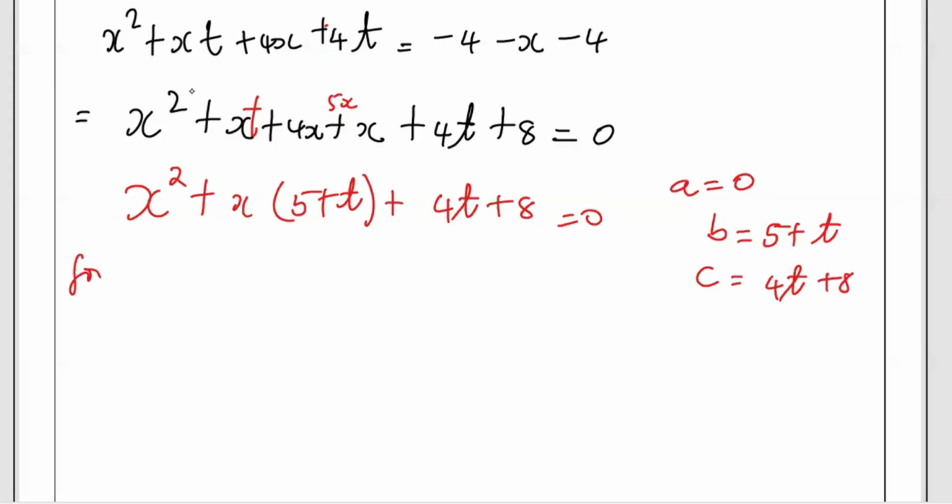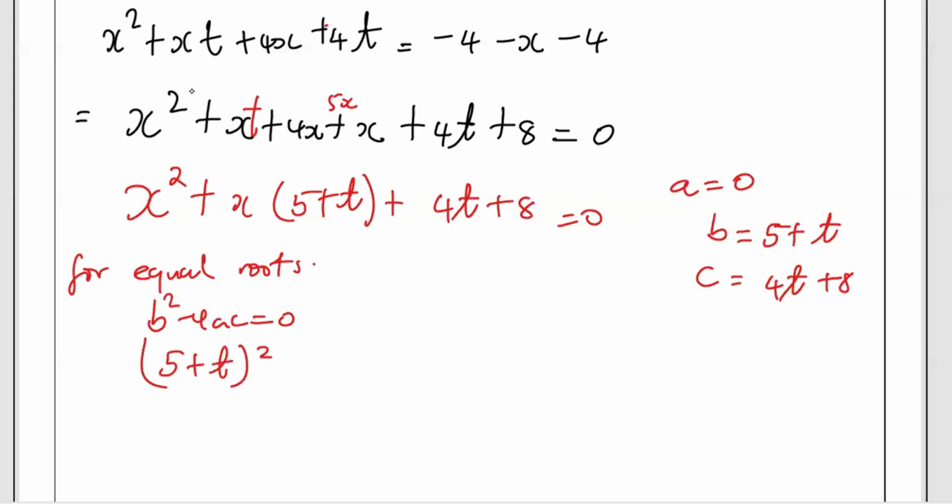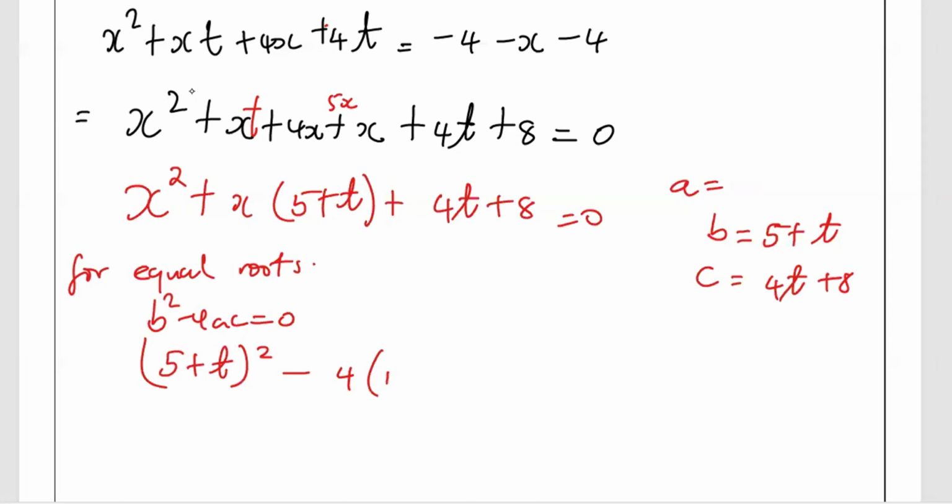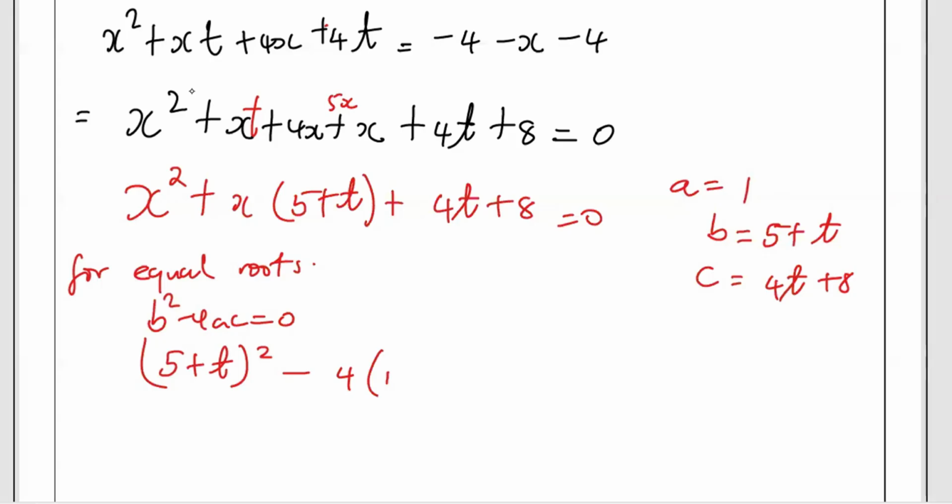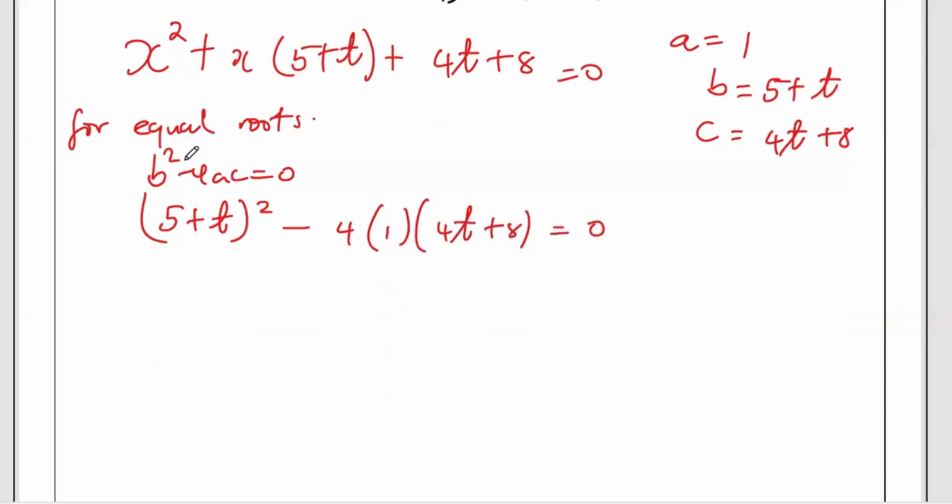Okay, so we're saying that for equal roots, the b squared minus 4ac should be equal to 0. So which means 5 plus t squared minus 4, your a is a 1. Why did I say a is a 0? Oh, Lord. Okay, a is a 1, and then our c is 4t plus 8 should give me a 0. So when I open this up, what is 5 squared? That's a 25 plus 10t plus t squared. It's going to be minus 16t minus 32.